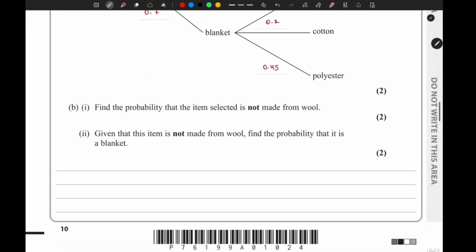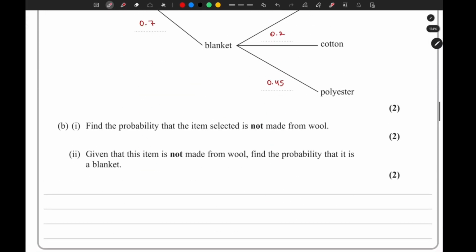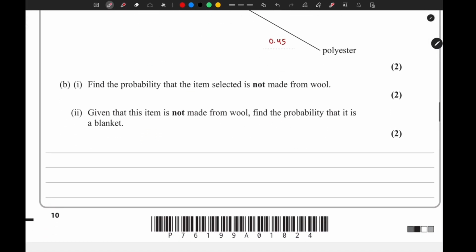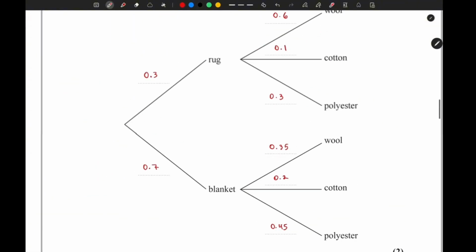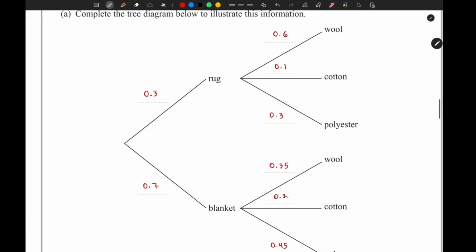Now for the second part, we need to find the probability that the item selected is not made from wool. Okay, so the combinations are rug and cotton, and so on. Or what we can do is find the probability that it is made from wool. So this will be much more efficient. There are only two combinations: rug and wool, and blanket and wool.